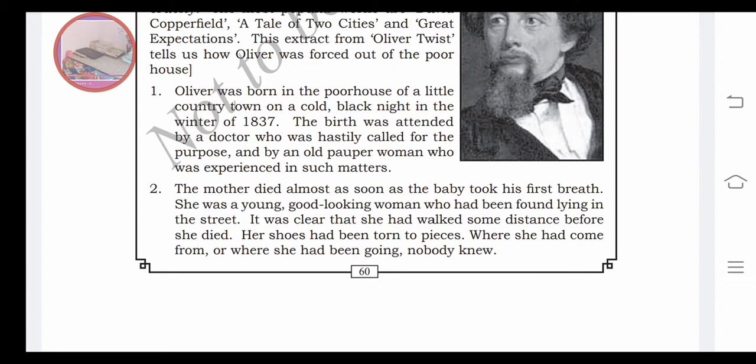We can't say how much. She walked, and her shoes were torn, a symbol of poverty and a symbol of how much she used to suffer. That's the thing. Next sentence here: no one knows where she had come from and where she had been going. Nobody knew from where she came and where she was supposed to go. That's the second point.